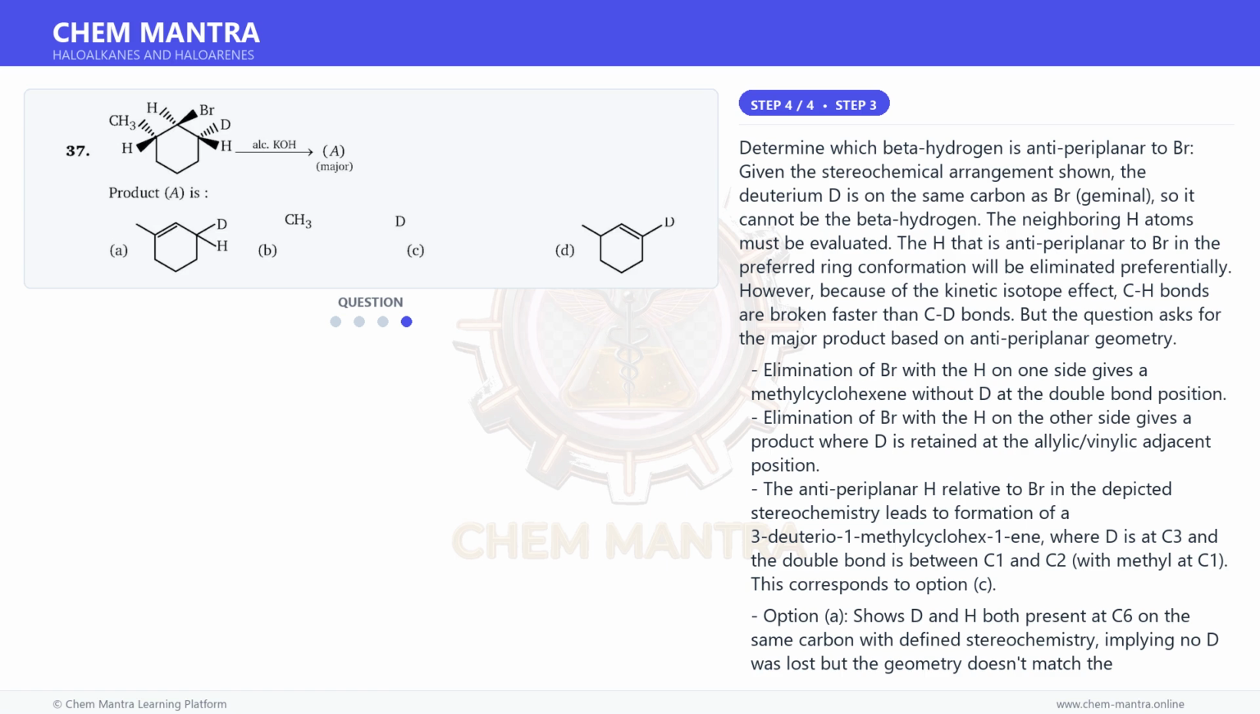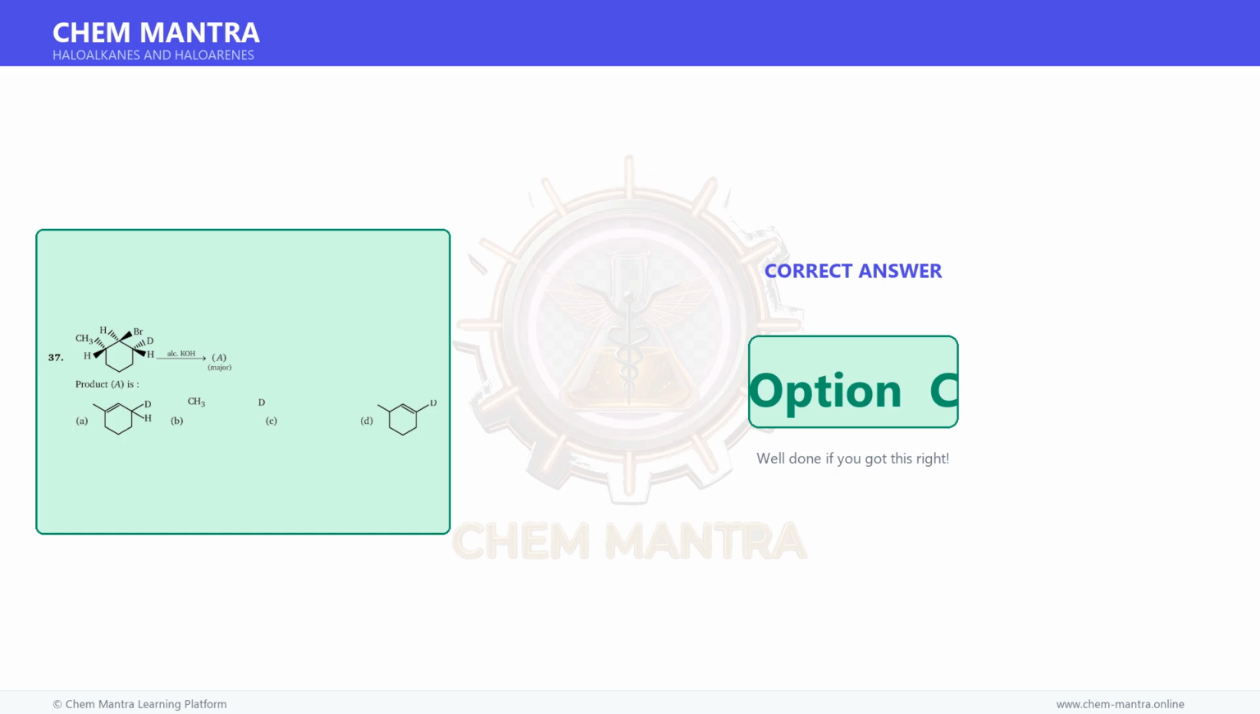The double bond forms between the carbon bearing Br and the carbon that loses H, giving 1-methyl-3-deuteriocyclohex-1-ene, option C, as the major product. Therefore, the correct answer is option C.